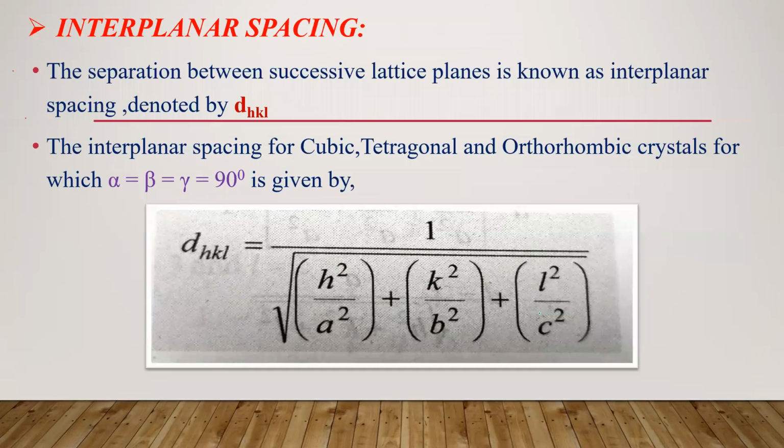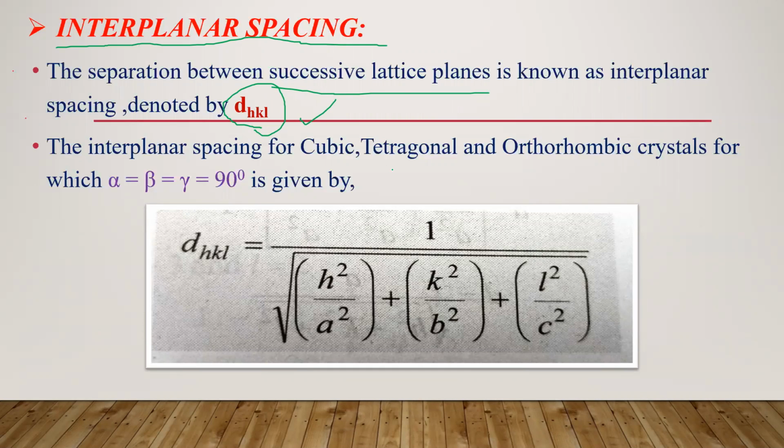Now we'll go for interplanar spacing. So what is interplanar spacing? The spacing between any two successive lattice planes. The distance between any two successive lattice planes is said to be interplanar spacing. It is denoted by small d_hkl, where hkl are Miller indices. So a simple structure we'll take, a simple cubic system.